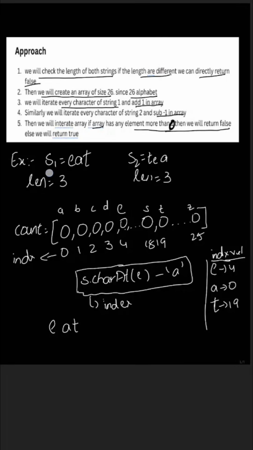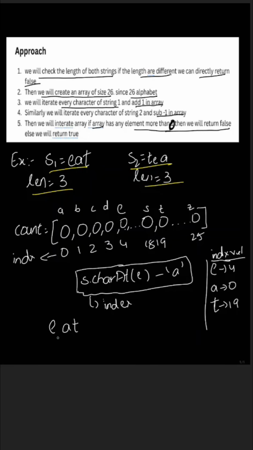Then we will iterate the array. If an element is more than 0, then we'll return false, else we'll return true. String 1 has eat, string 2 has tea. First we'll check the length, both the lengths are the same. Then we'll initialize an array from 0 to 25.